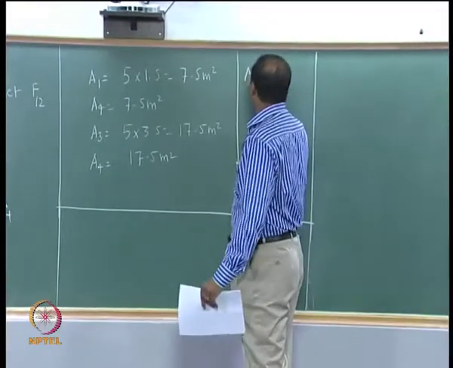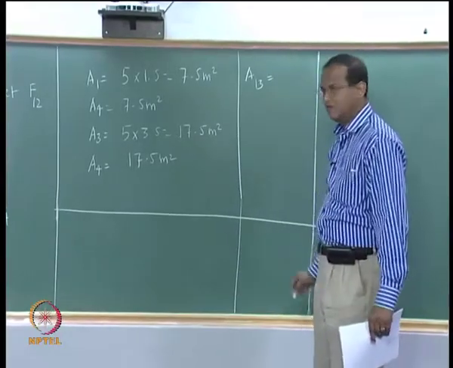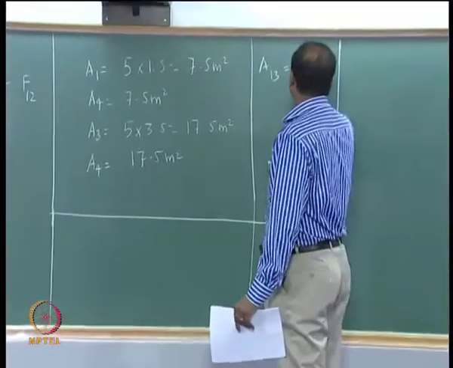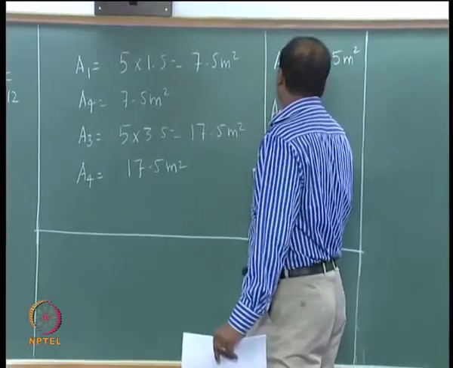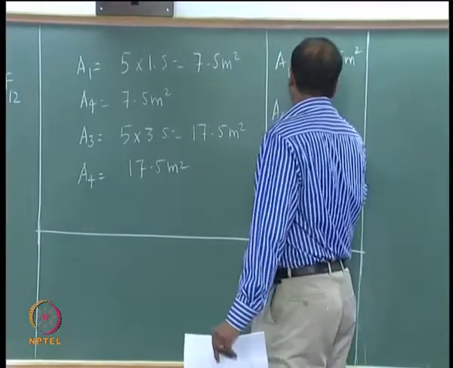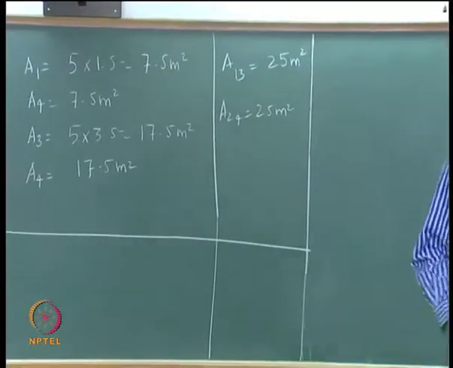A13 equals 25 meter square, very good. A24, okay, fine. So we listed the 6 areas.